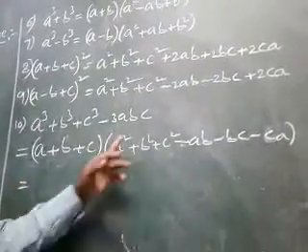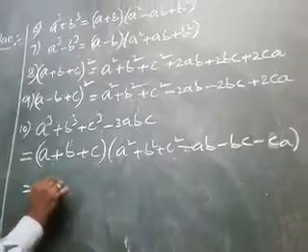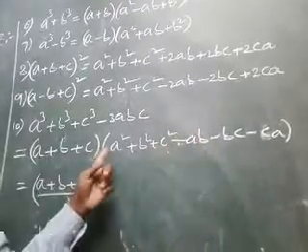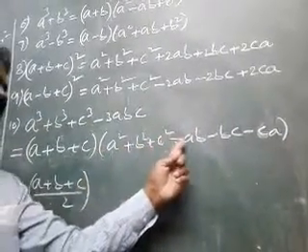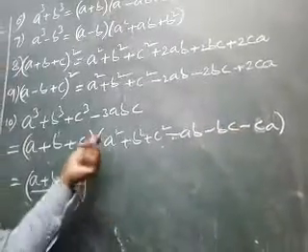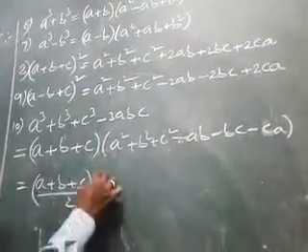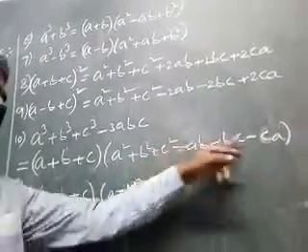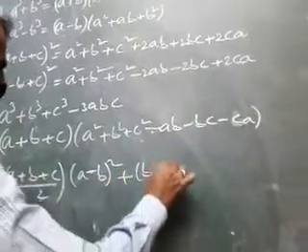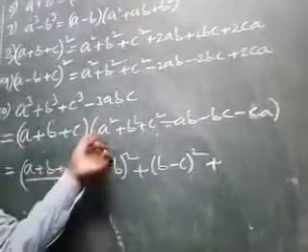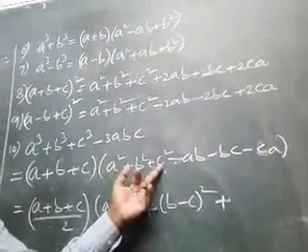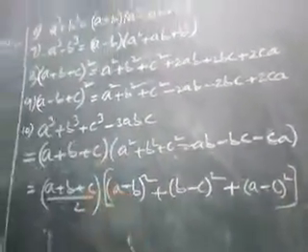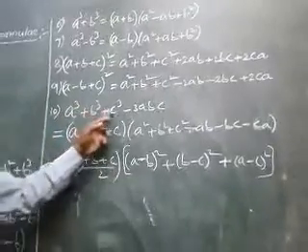Or in other form, multiply and divide this factor by 2, then we get (a + b + c)/2 into (2a² + 2b² + 2c² − 2ab − 2bc − 2ca). Taking a², b² and −2ab, that becomes (a − b)². Taking b², c² and −2bc, we get (b − c)². Next we have one more a² and c² and −2ca, that becomes (a − c)². So these are the two formulas for a³ + b³ + c³ − 3abc.